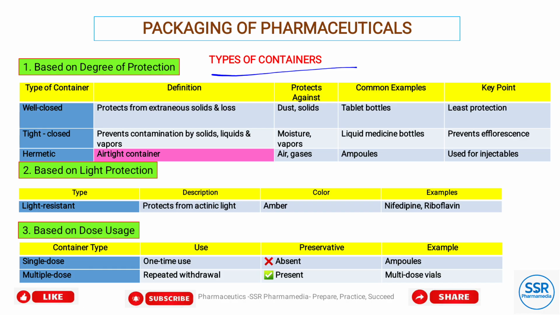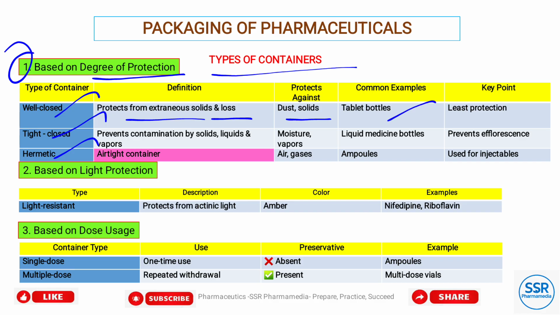So first is the types of container. The types of container, first, are based on the degree of protection. The containers are classified into well closed container, tight closed container, and hermetic container. Well closed container means it protects from extraneous solids and losses, and it protects against dust and solids. Common examples are tablet bottles, and it produces the least protection.